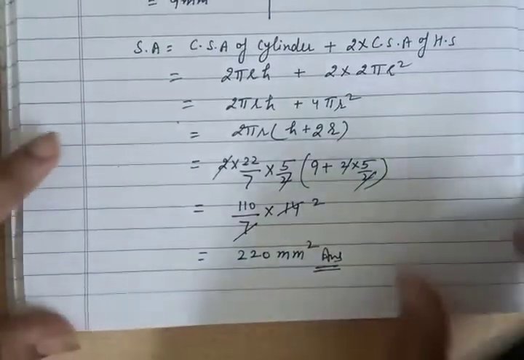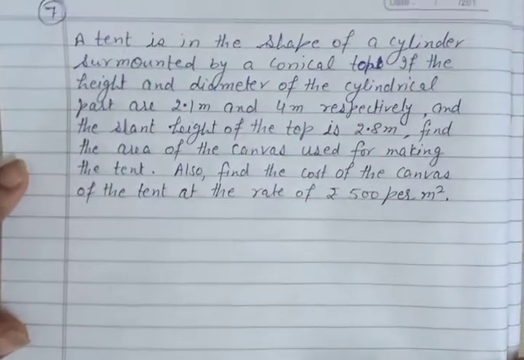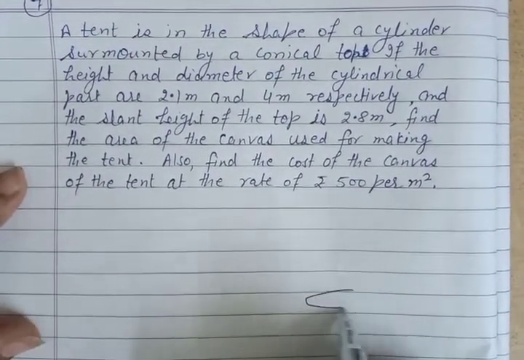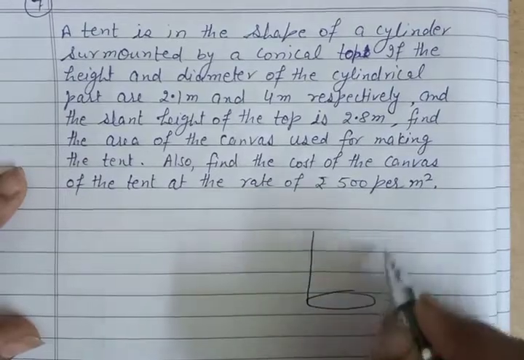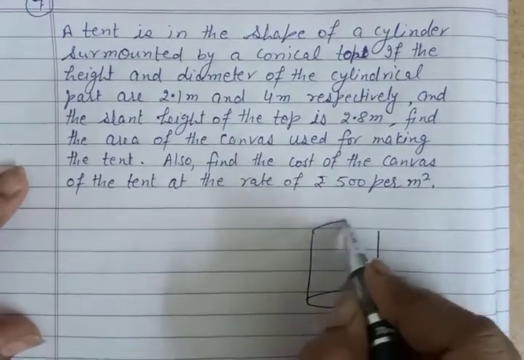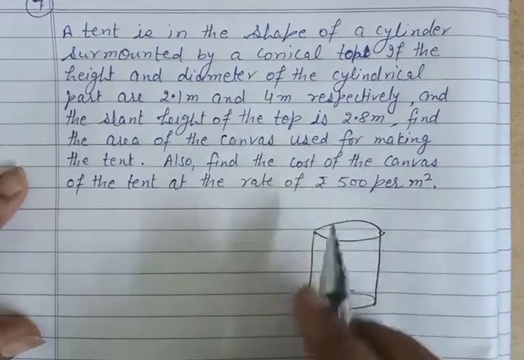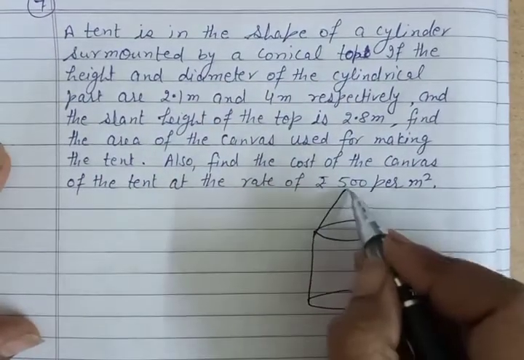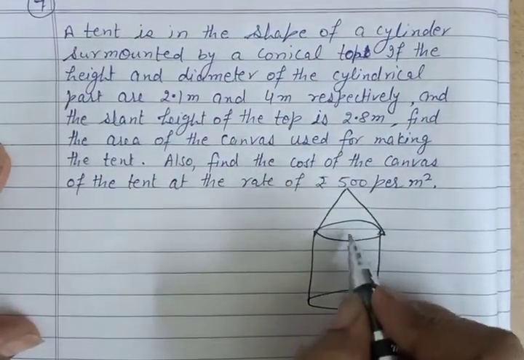Now the next question, that is question number 7. The 7th question is: a tent is in the shape of a cylinder, surmounted by a conical top. This is the cylinder.